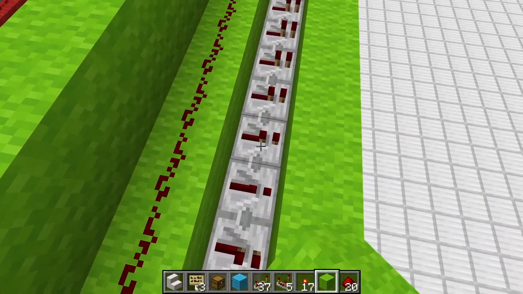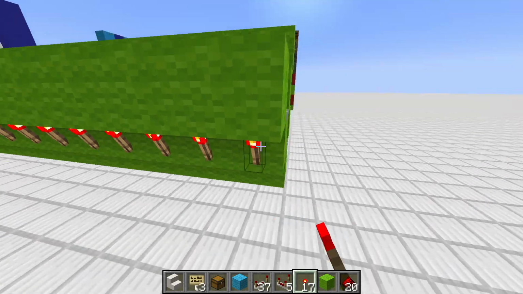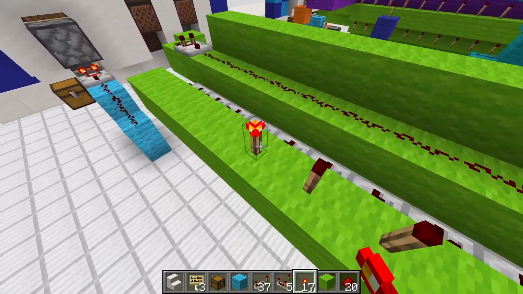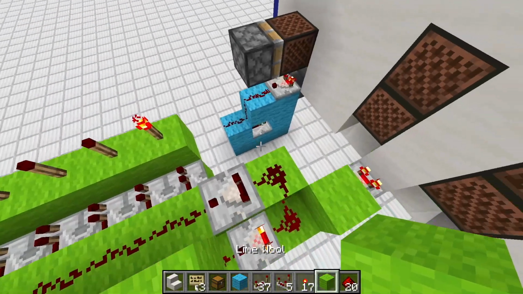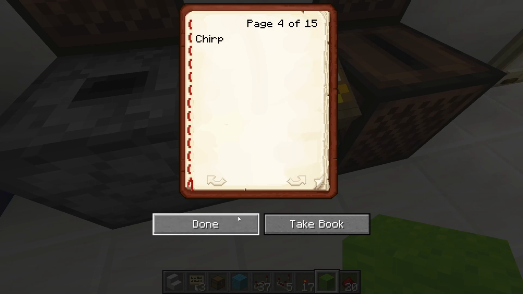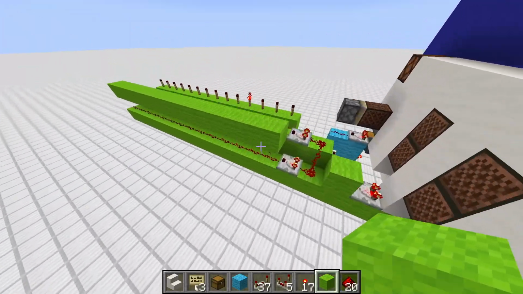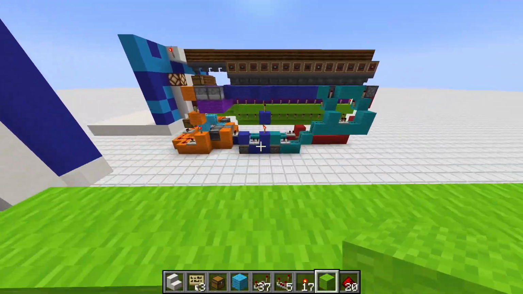So I just adjusted this repeater here. Here we're gonna have redstone torches, and here we're gonna have redstone torches like that. Nice, that's already done. And what it does now is if we flip the pages in this book, so for example we go to page 4, we have only the 4th redstone torch on.